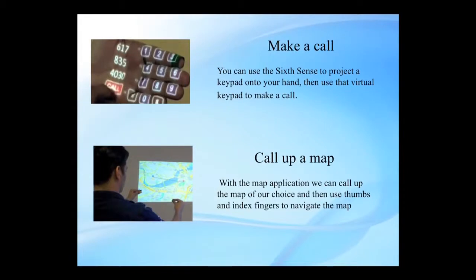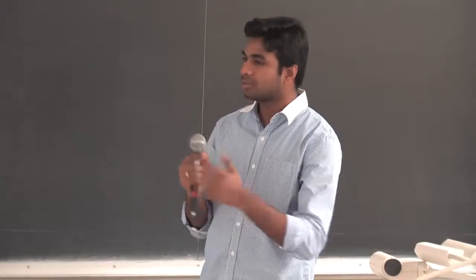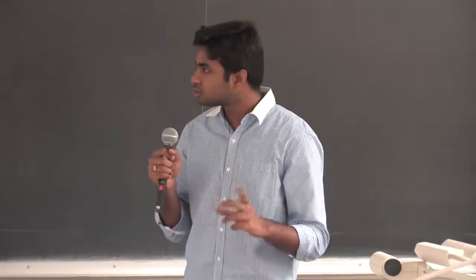And making a call: if we keep our palm like this, then a keypad will be displayed on our hand so that we can type the numbers and call that particular person, and we will have the earphones on, and we can talk to that person. And to call up a map, if he shows a gesture for bringing out the map, then it will be displayed on the surface, and we can check the GPS system, or we can check a particular place like a subway station or something nearby.